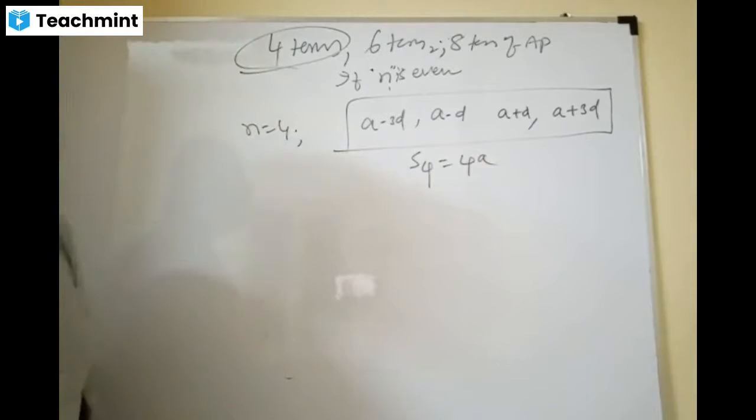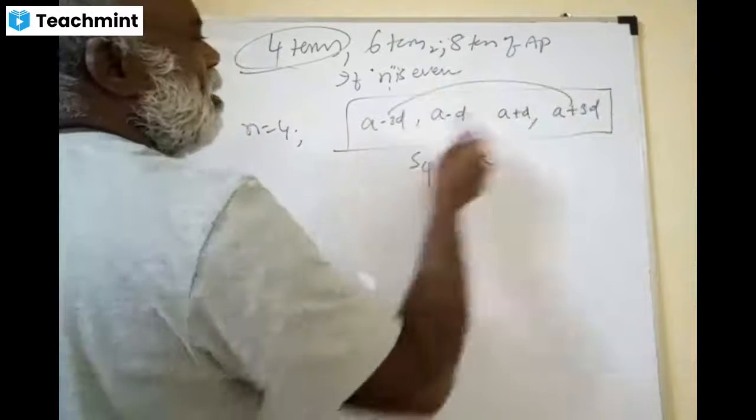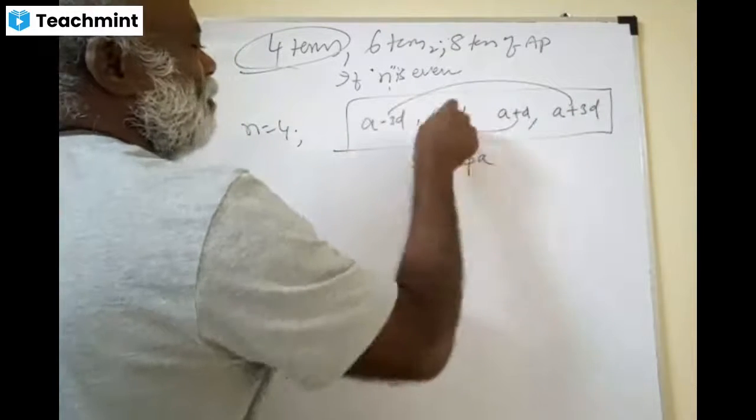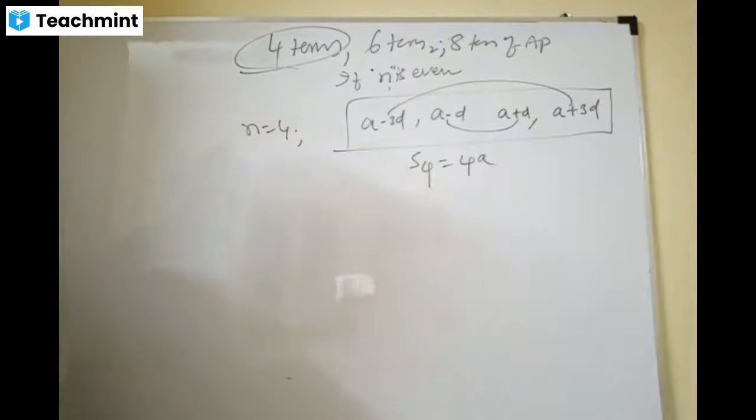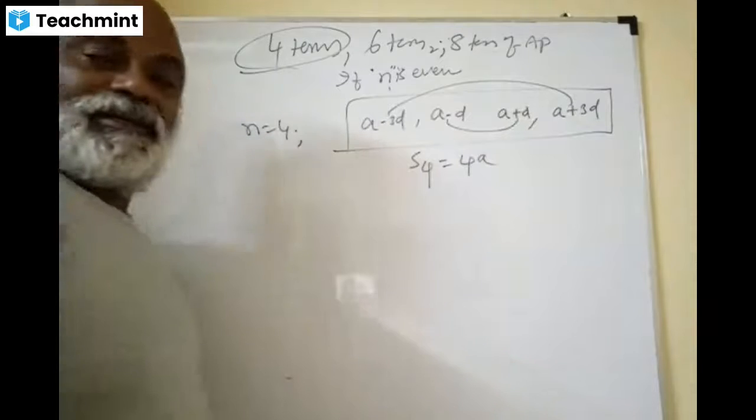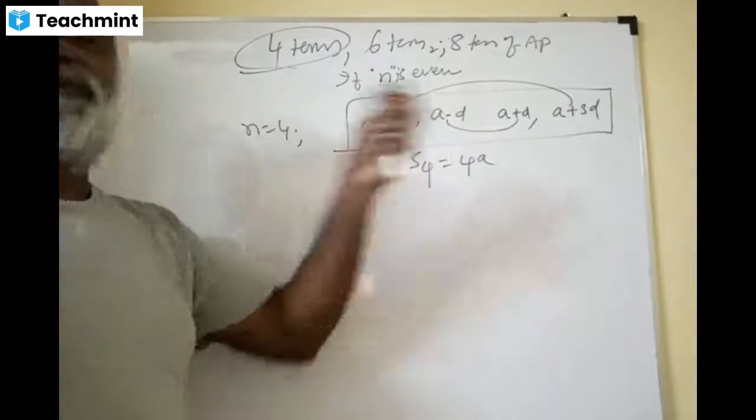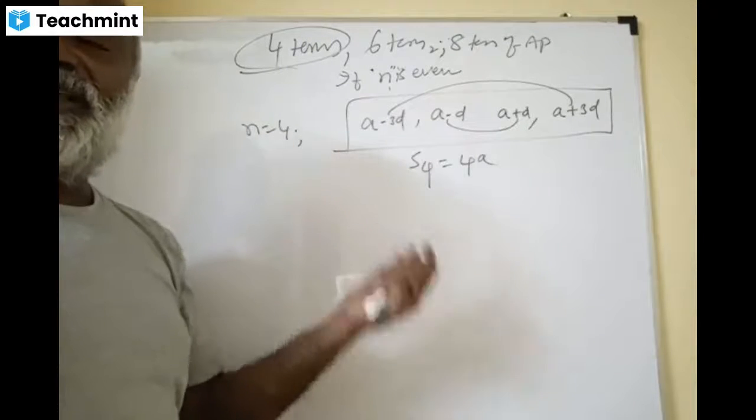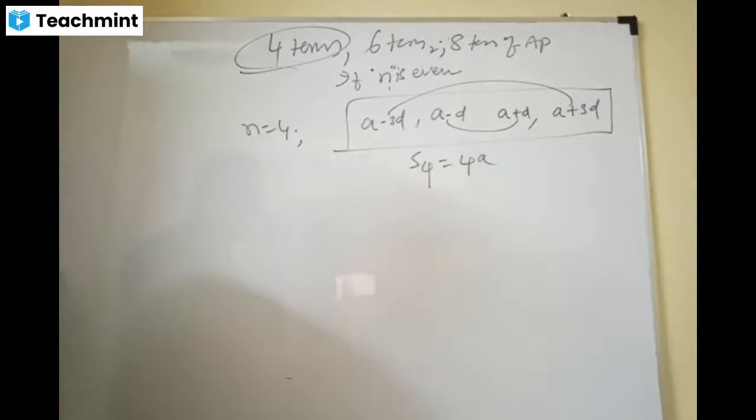Once again, the sum is beautiful. Not only that, the product is beautiful. Product of the extremes. Wow. How beautiful it is. When they ask for the product of the first and last, it is the same as the product of the middles. Wow. What a question it is.